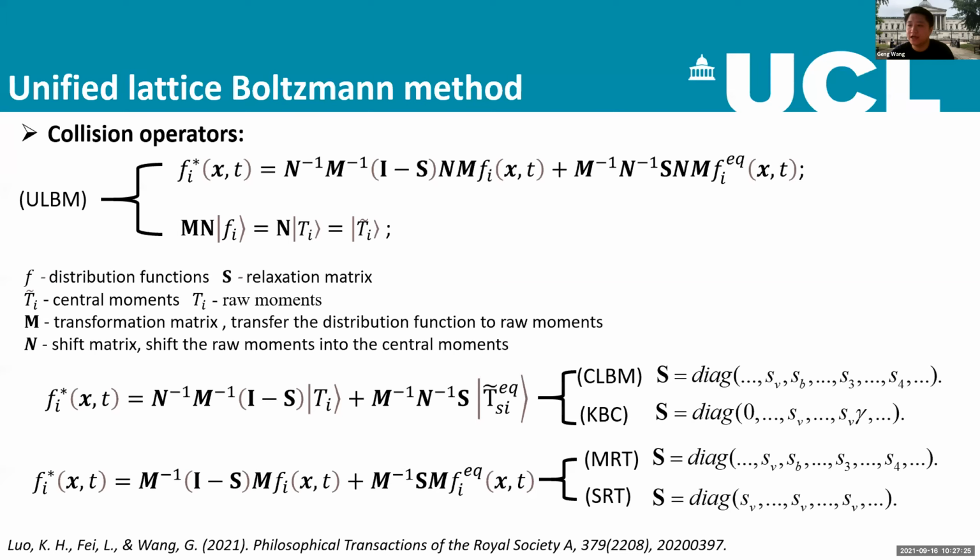Regarding the relaxation matrix S, for a moment-based collision operator such as the CLBM, the cascaded lattice Boltzmann, we can further extend it to the KBC entropic lattice Boltzmann model by using the entropic stabilizer in the relaxation matrix S. For the MRT model, we can reduce it to the LBGK if we set all elements in the relaxation matrix S as the same.